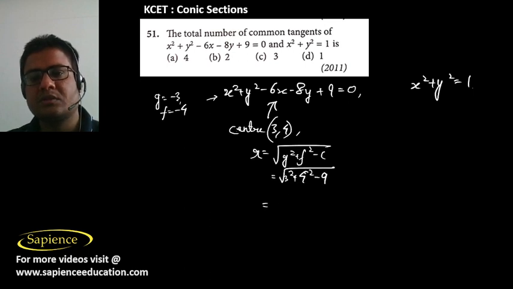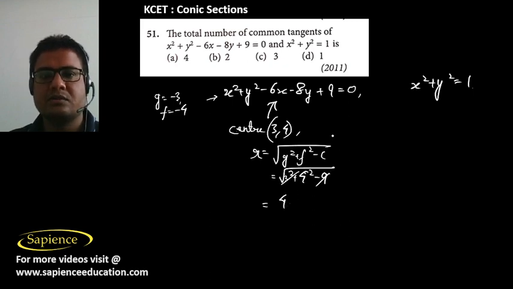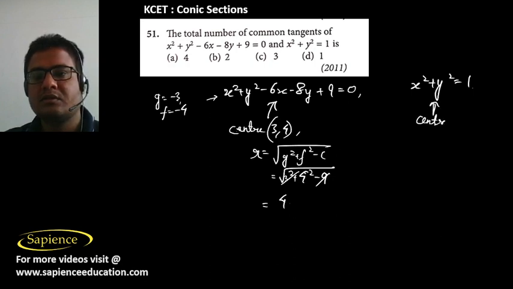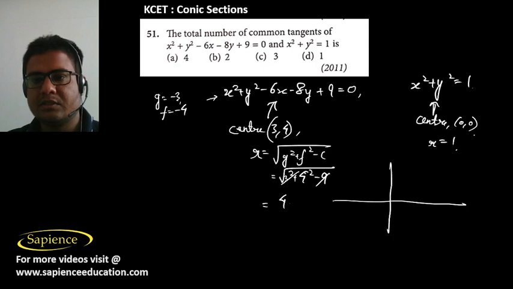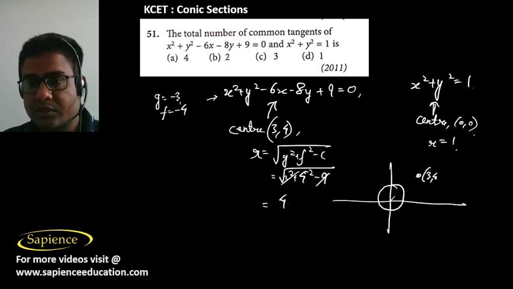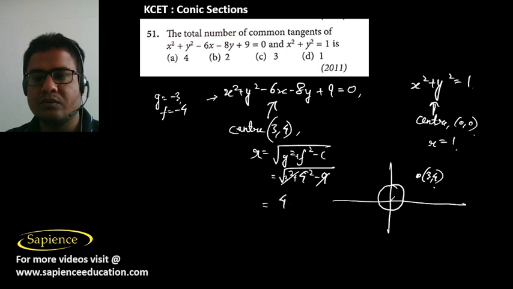So this is 9 and 9 will cancel, so square root of 4 square is 4, so the radius is 4, and here the center is at 0 comma 0 and the radius is 1. So it means that this circle is at center 0 comma 0 and the radius is 1, and the other circle has center 3 comma 4 and the radius is 4 units.